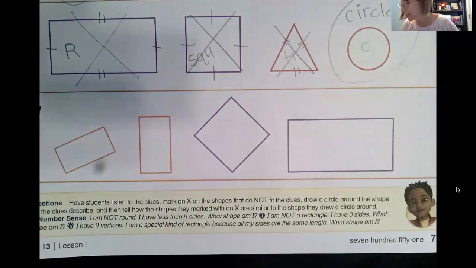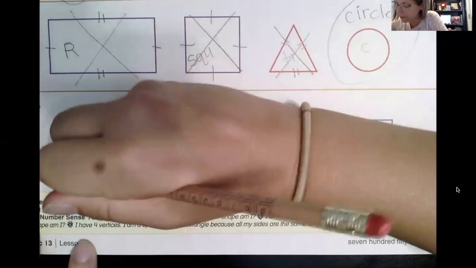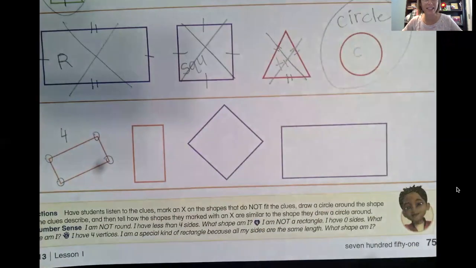Last one on this page. Ready? Here we go. I have 4 vertices. What is a vertex? It's a corner. I'm looking for ones that have 4 corners, 4 vertices. I found it. Is that the answer? Wait.